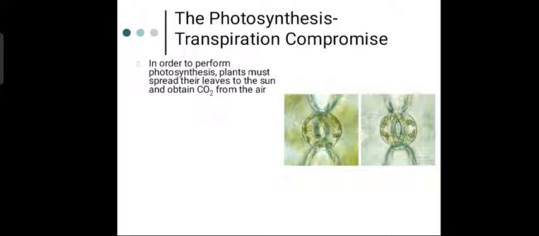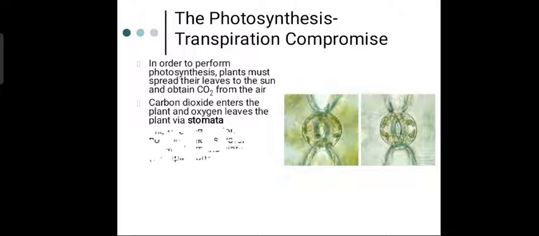How transpiration compromises or fulfills the photosynthesis process. In order to perform photosynthesis, a plant must expose its leaves to the sun and obtain carbon dioxide from the air. Carbon dioxide enters the plant and oxygen leaves the plant via stomata. Oxygen is a byproduct of photosynthesis, and carbon dioxide is a reactant in the photosynthesis process.